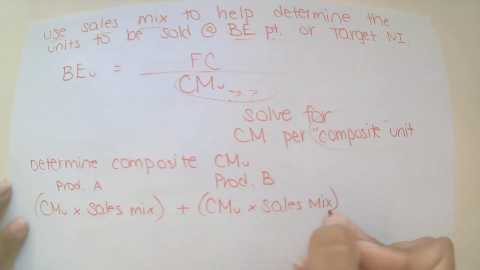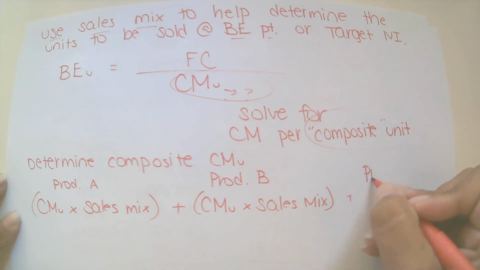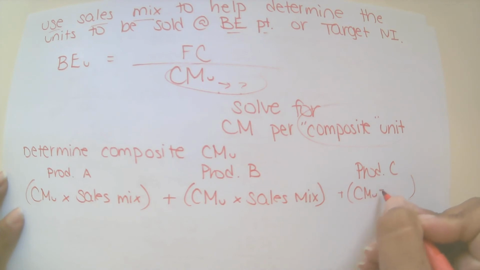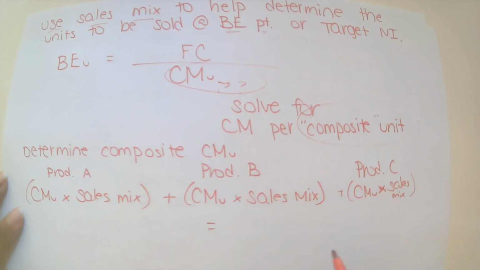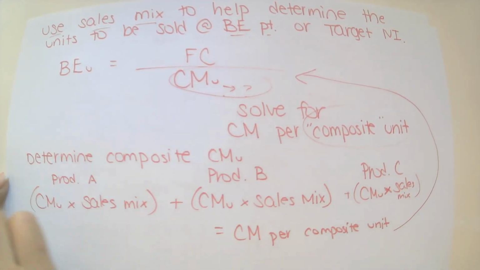And you can tell if we have multiple products, this would continue ad infinitum, right? Let's just say they have a 3 for being easy. CMU times the sales mix for product C. That is going to give us our contribution margin per composite unit. Once we have that, we can put it into our formula. So now you know the formula, how we're going to use sales mix to get to our break-even point.